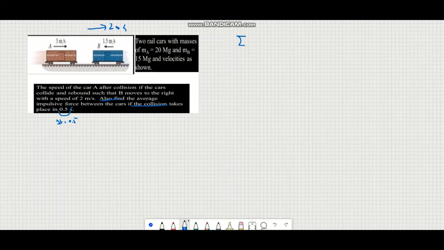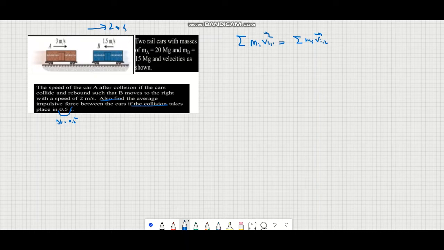Okay, we know that the total initial momentum, the sum of m_i v_i, where v is a vector quantity, is equal to the total final momentum, the sum of m_i v_i2.